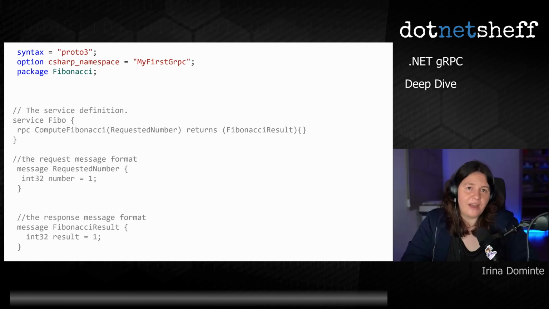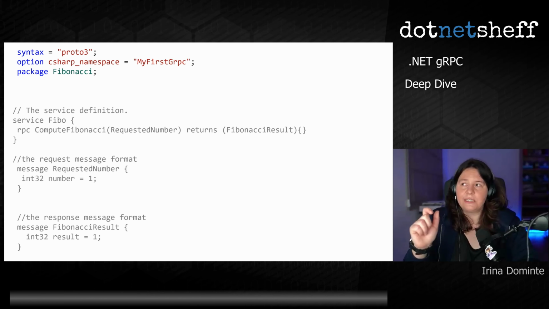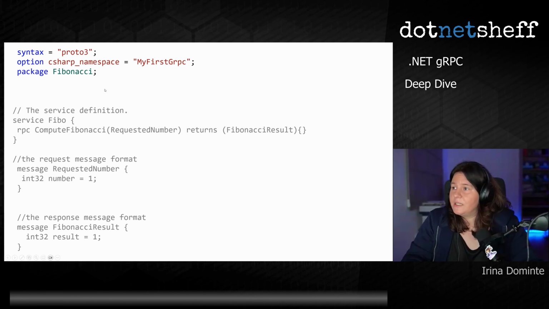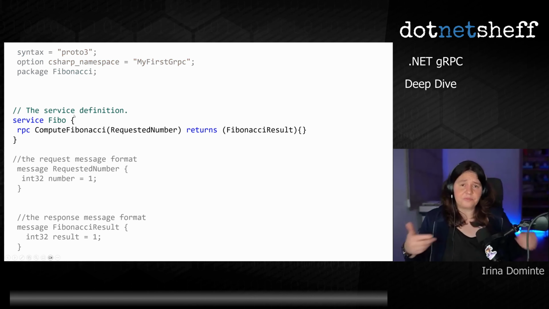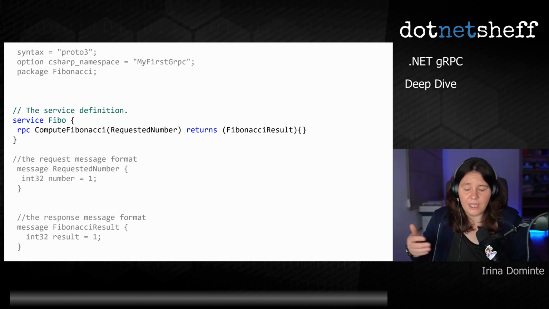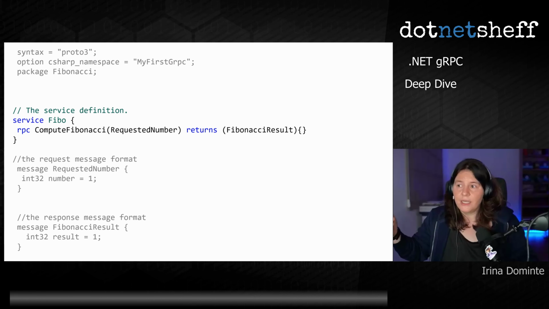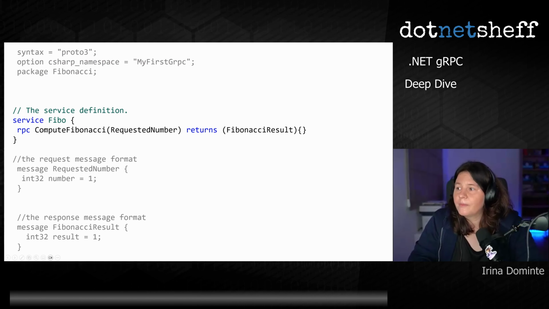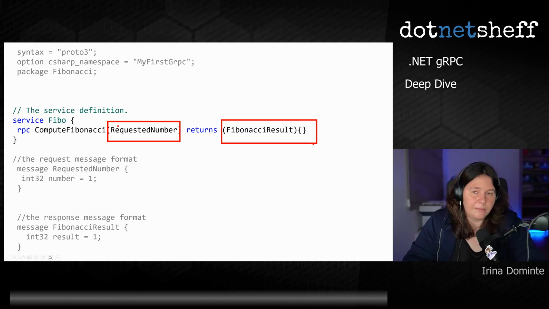So this protofile is like this. We have the syntax version that we will have to specify. And then we will have to specify, if we're using C#, the namespace under which we will find our service. And then we will specify which is the package for this. And then we will have to define what we expose. If with REST we expose endpoints, in here we expose operations. So now we will have a service named Fibo that exposes an operation, like a method, of type RPC, which is named compute Fibonacci, and it has a requested number as a parameter and returns a Fibonacci result as an output, basically.